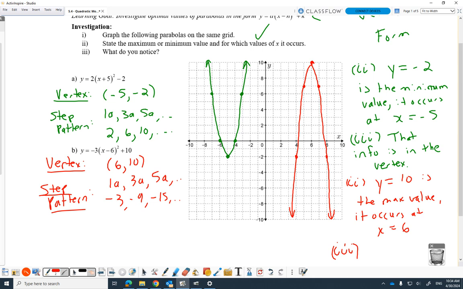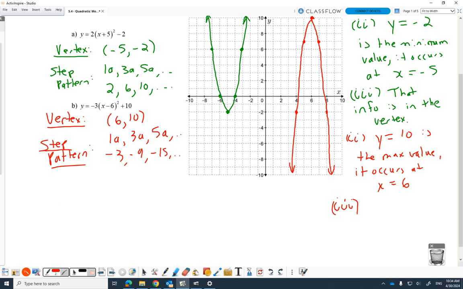Again, I'm not suggesting we're not going to graph anymore. No, I'm just saying that info, the vertex, is very important. It tells you everything you want to know. That info is in the vertex. You're happy? Are you happy? You're happy, yes? So now I can answer this.